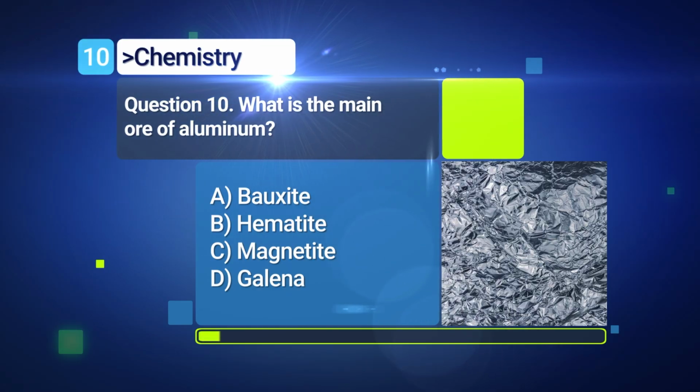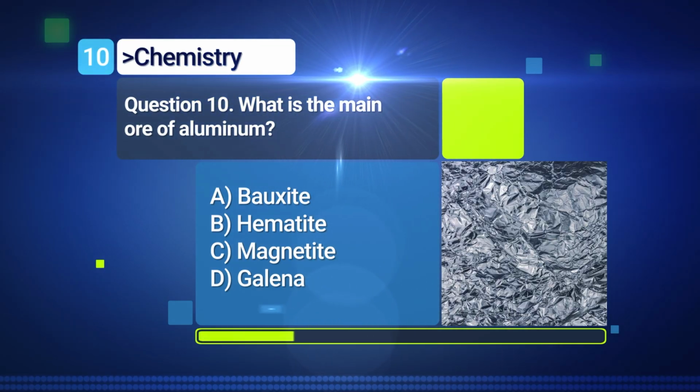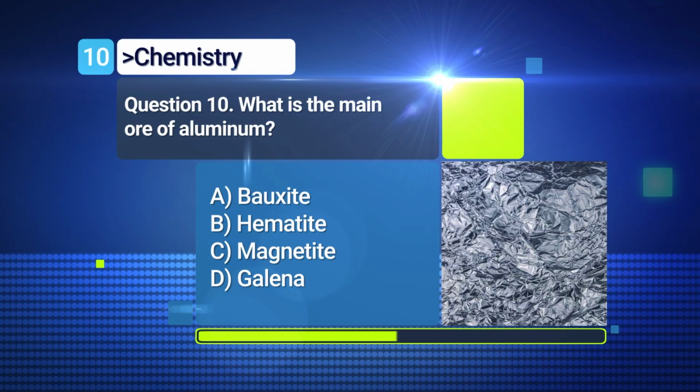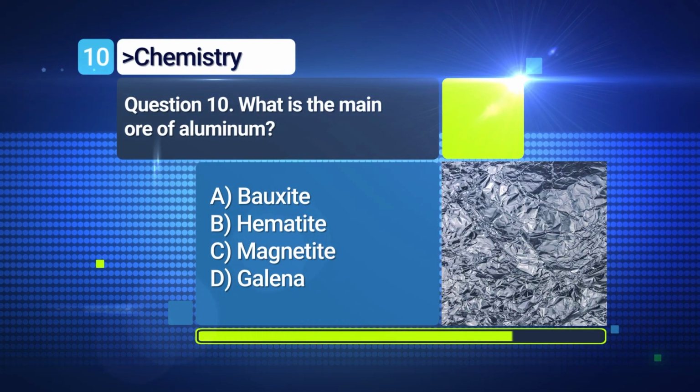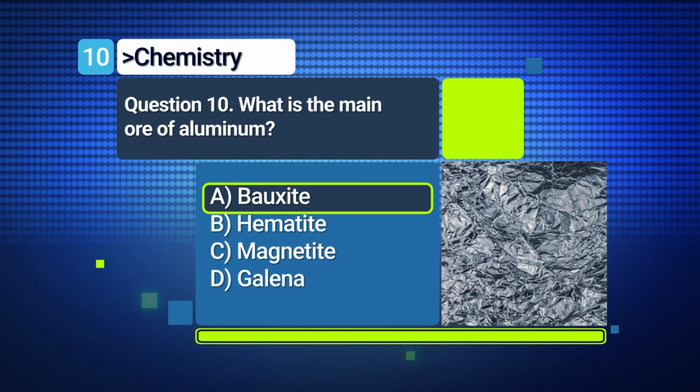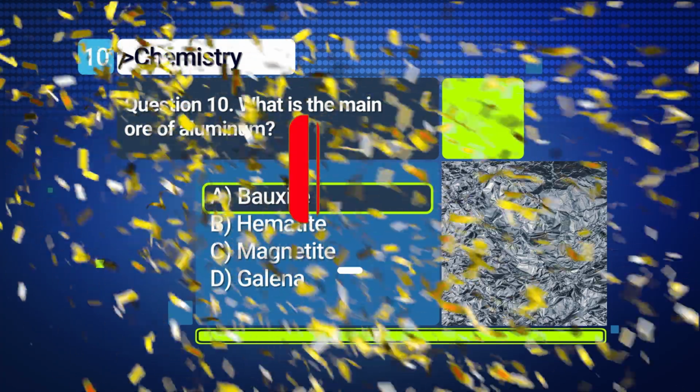Question 10. What is the main ore of aluminum? A. Bauxite. B. Hematite. C. Magnetite. D. Galena. Answer: A. Bauxite.